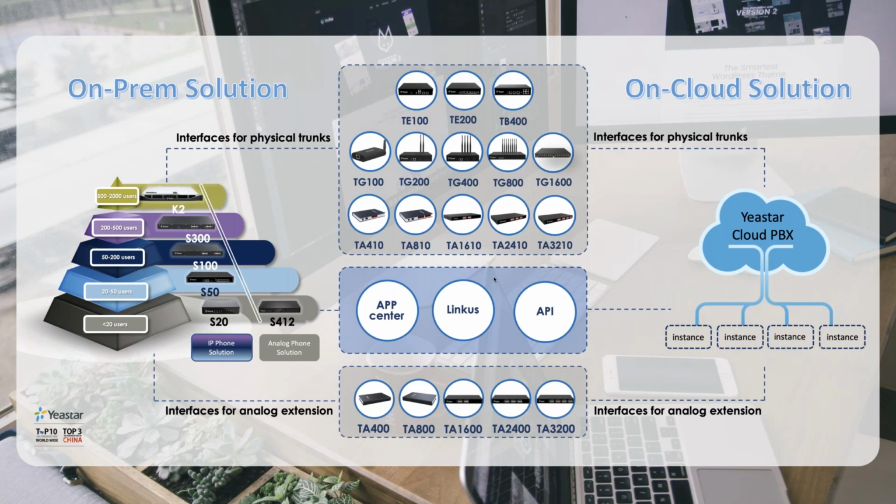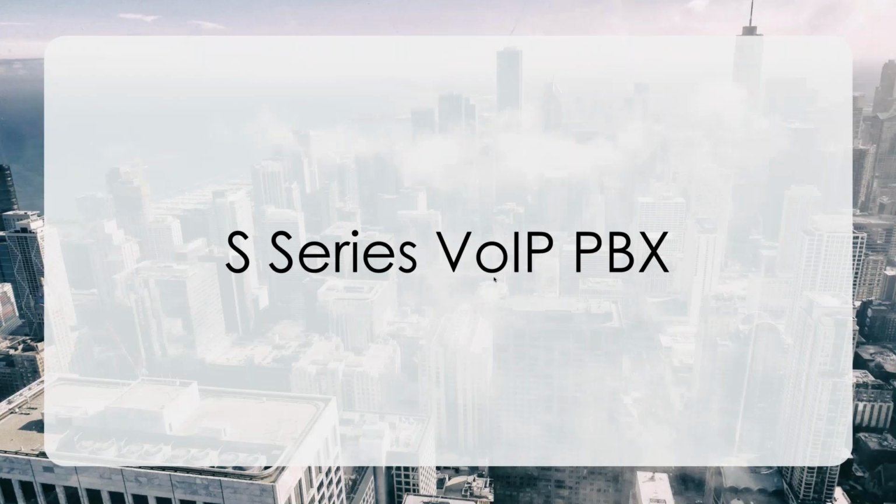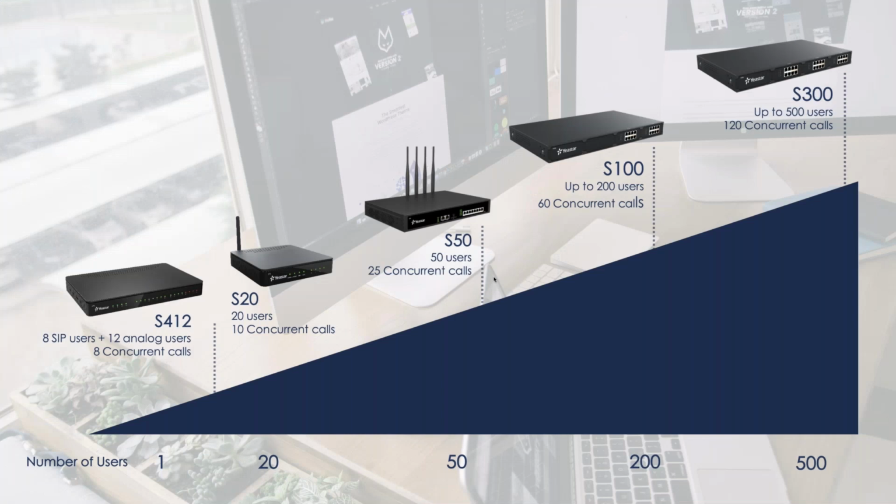So first of all, let's check this out. For the S-Series PBX, we have 5 different models in total. They're designed for SMB users. For example, we have the S412. It's a very good solution for the micro business user. And also we have the S20, S50, S100, and S300. Those 4 models are more like a pure IP solution for small and medium-sized enterprise users.